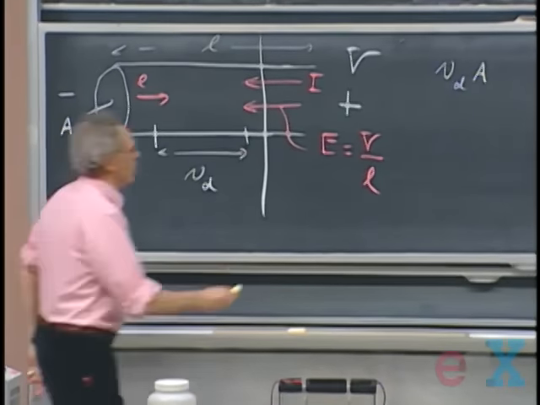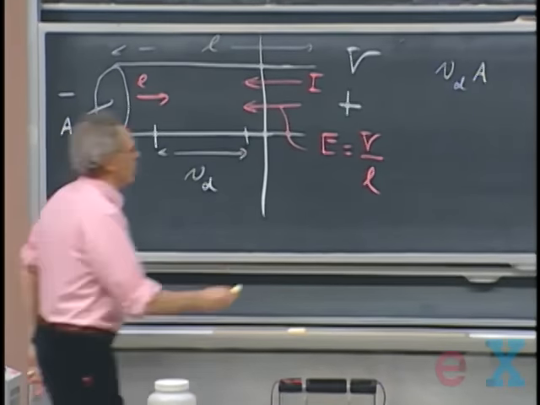So I'll start off with a chunk of material, cross-sectional area A. Let's take it 1 mm by 1 mm. So A is 10^-6 square meters. So here I have a chunk of material, and the length of that material, L, is 1 meter.